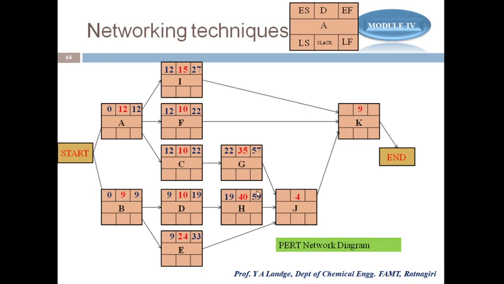Why? Because this is the highest time, and once this is complete, obviously the others have to be completed too. Once this is finished on 59, definitely the others are also finished. So I am always taking the highest value from the predecessors. The highest value is 59, so I take it here. 59 is the earliest start for activity J. Then the earliest finish will be 59 plus 4, which is 63.